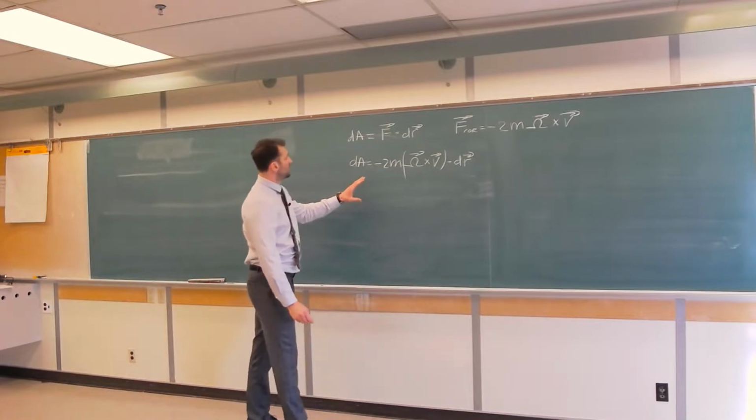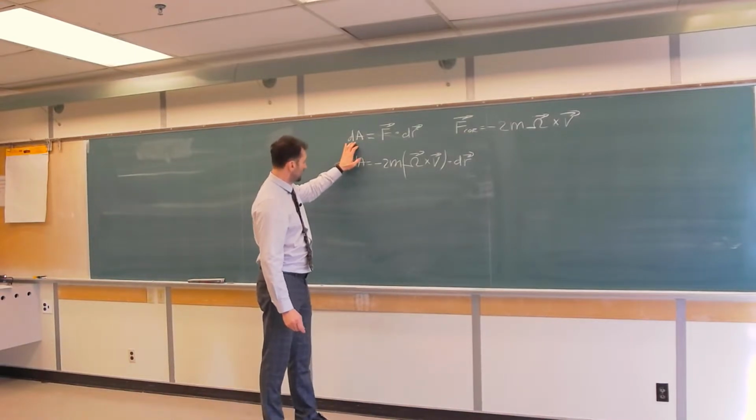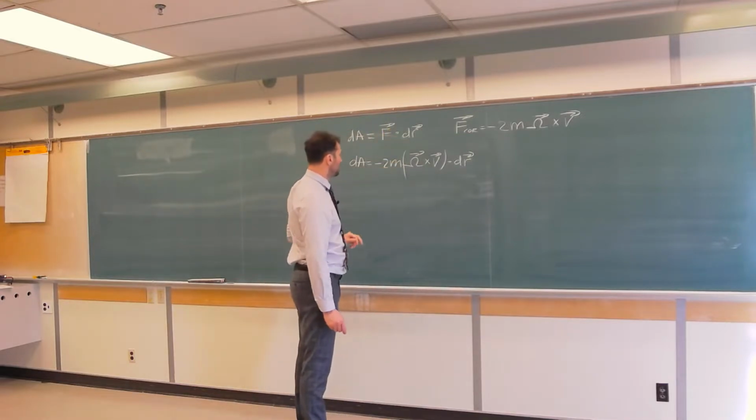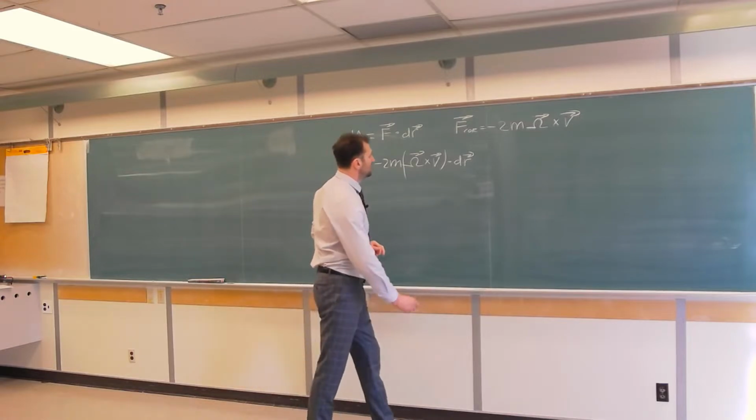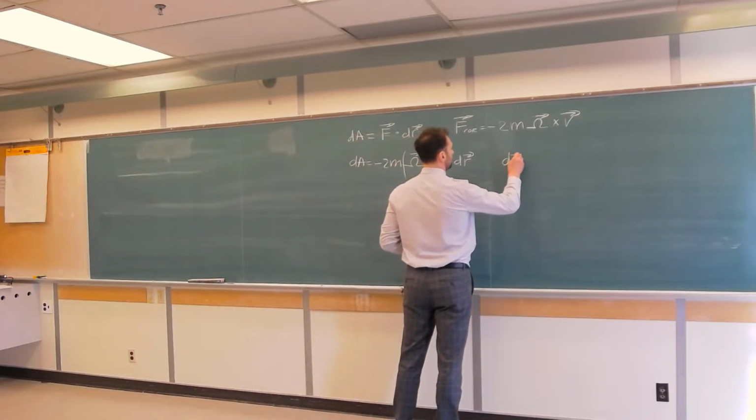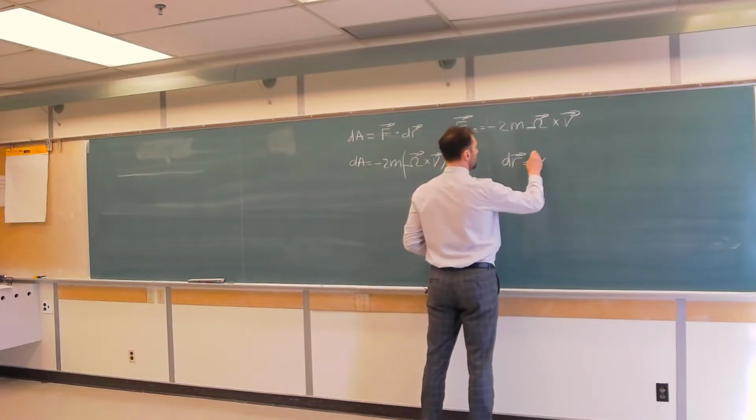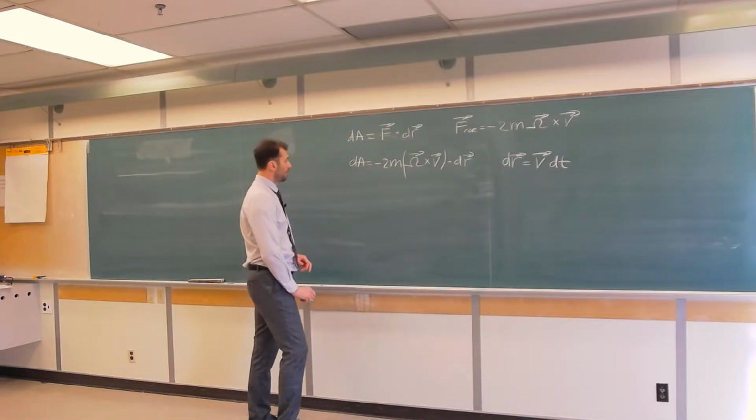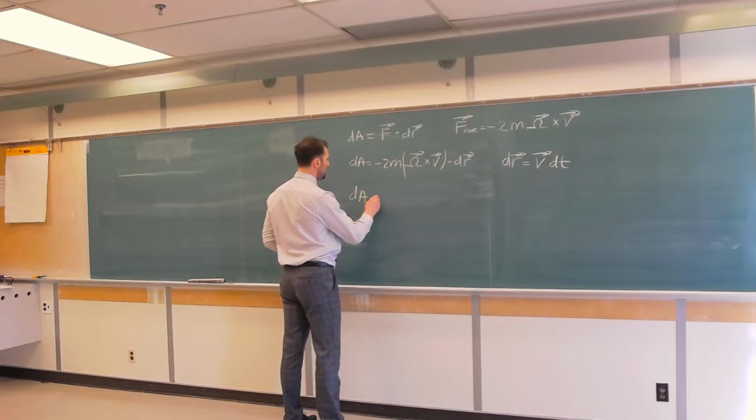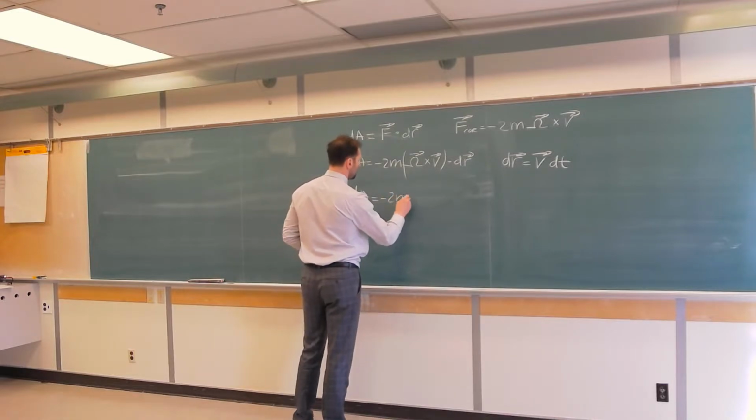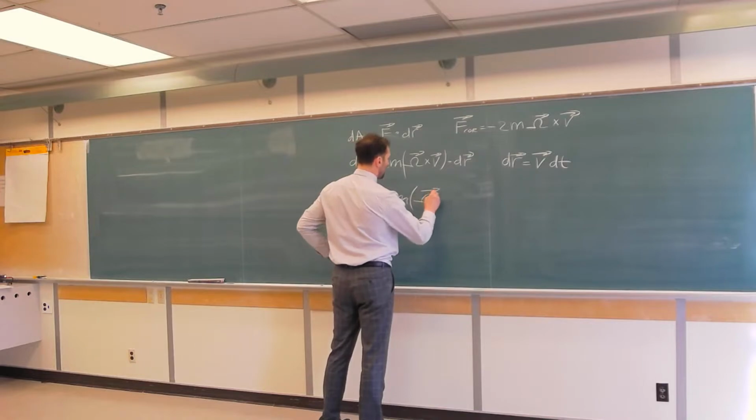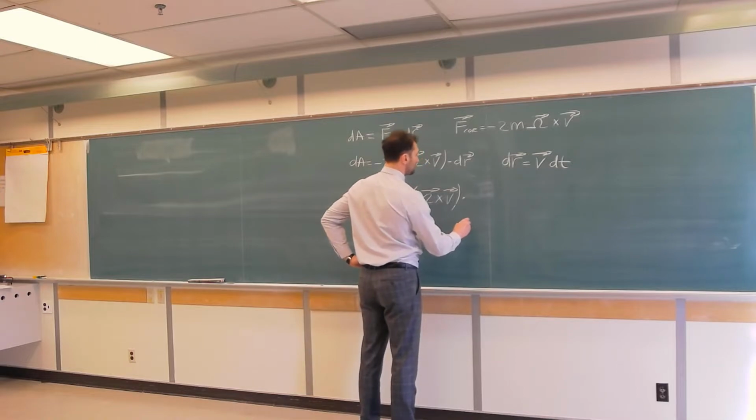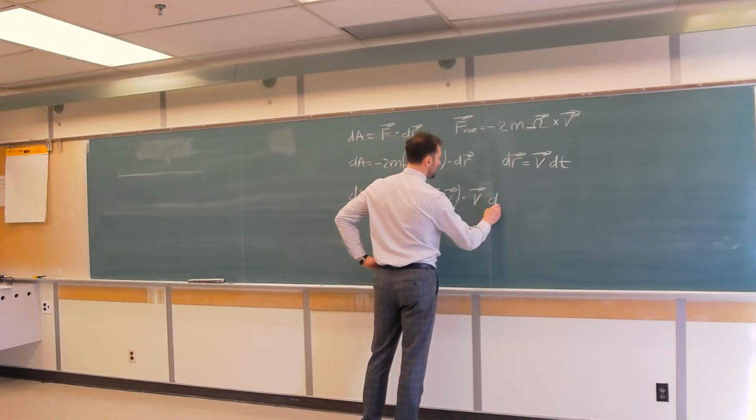By the way, I hope you can immediately see that work is scalar because we have dot product between two vectors over here. But dr is really v dt. So that means that dA is equal negative 2m omega cross v dot v dt.